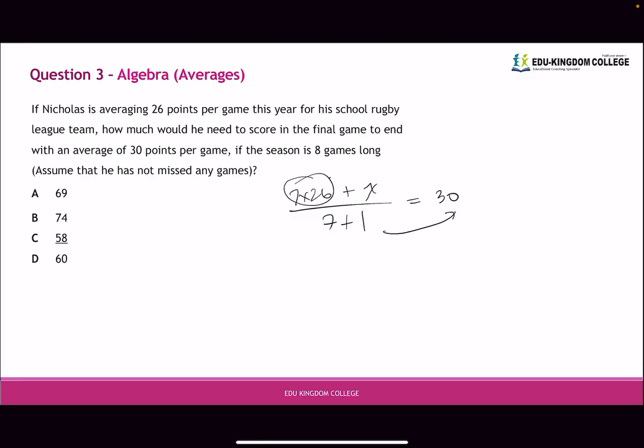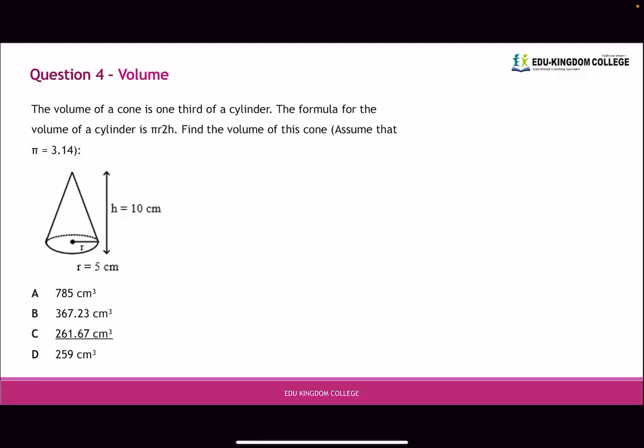7 times 26 should give you 182. So 182 plus x equals 240, so the difference is x. X should be 58. Okay, so 58 plus 182 gives you 240.